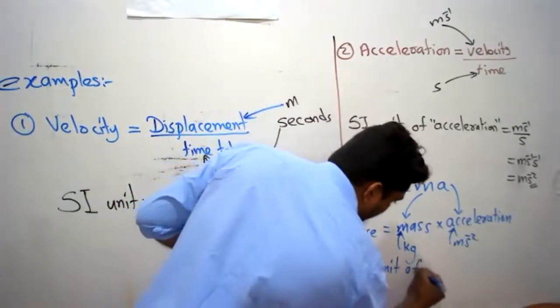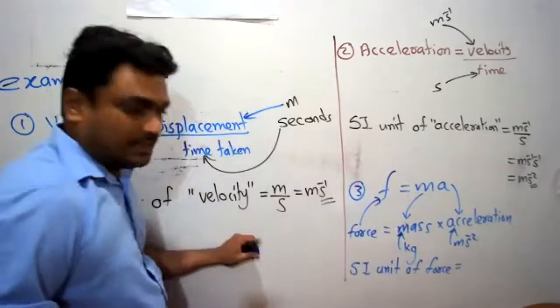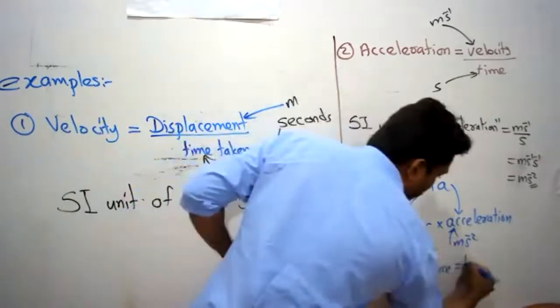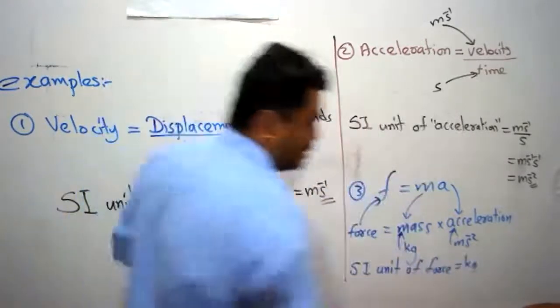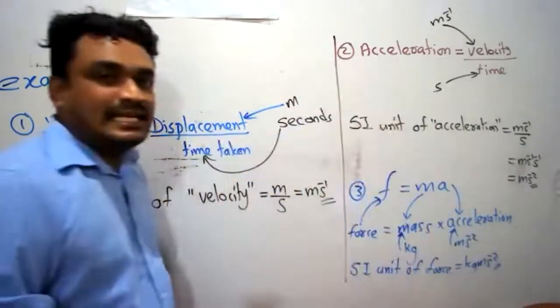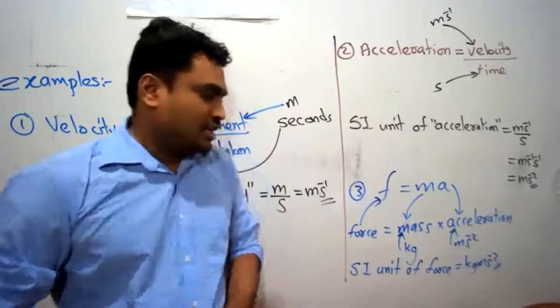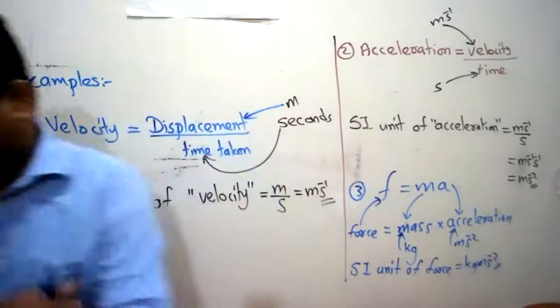Lamai? Kilogram meters per second. Mass, kilogram; acceleration, m s minus 2. Therefore, the SI unit of force is kg m s minus 2. Kg m s minus 2. Completed here.